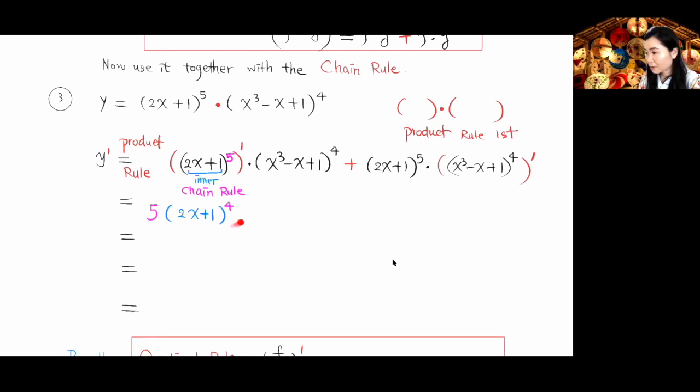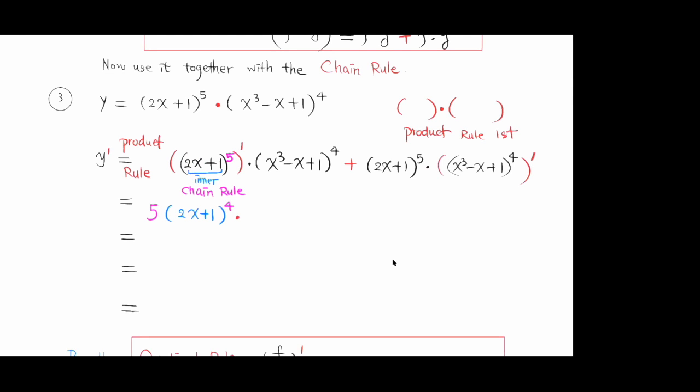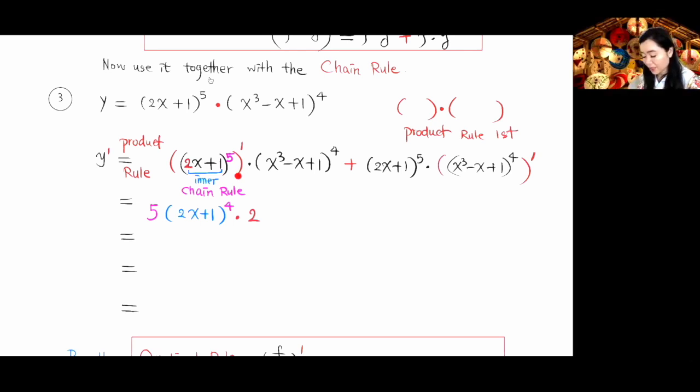Okay, so we're done with the outer. And then we're going to multiply this with the derivative of the inner. What's the derivative of this inner function with respect to x? 2. Yeah, so times 2. Now we're done with this, and then we multiply with this. Now we get to this part right here. Now we're going to differentiate this second function, right? Again, think about this as the inner function, and u to the 4th power as the outer function.